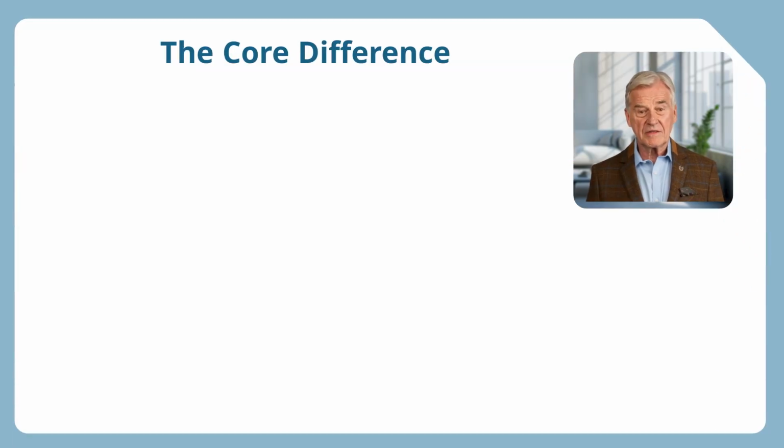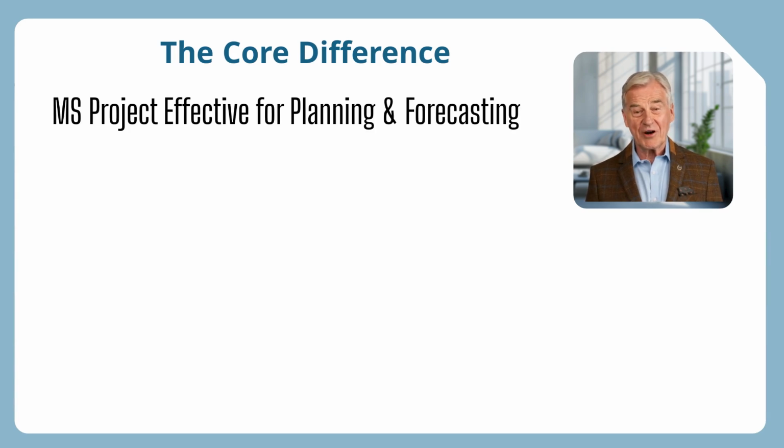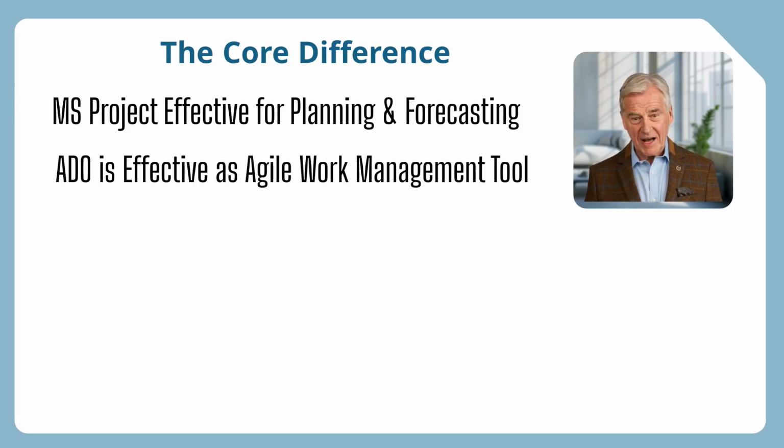Let's start with a simple distinction. MS Project is very effective as a project planning, forecasting, and management tool. Only the online server version can really be used by a team, but it's cumbersome and not designed effectively for Agile teams. While you could use MS Project for Agile work task management, ADO is better suited and a more effective tool for Agile teamwork planning, execution, and tracking.